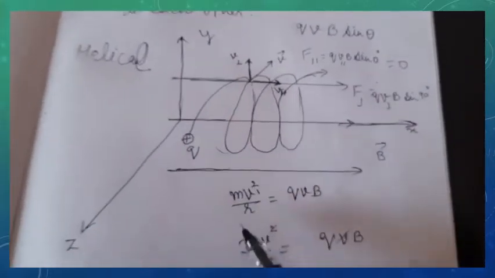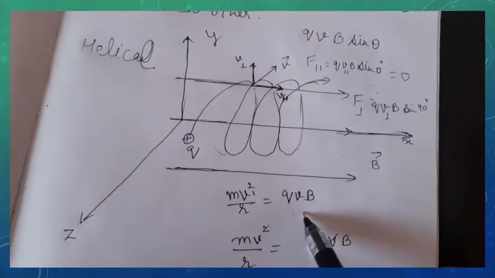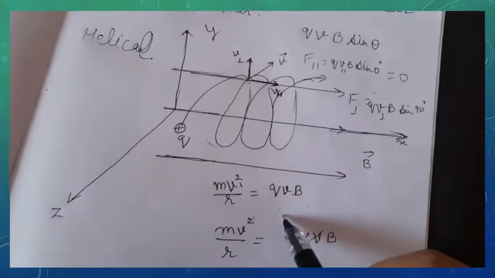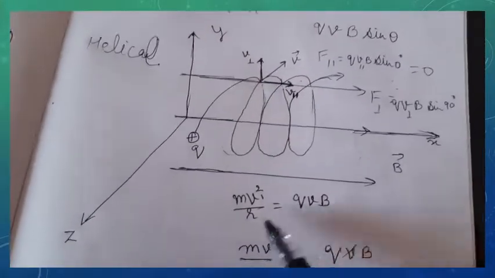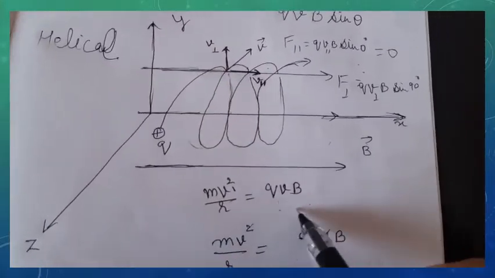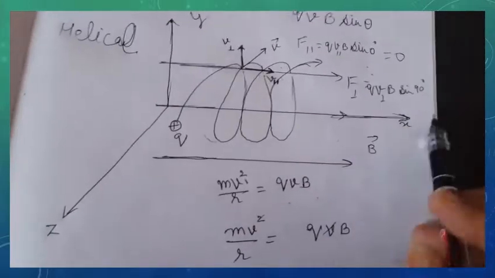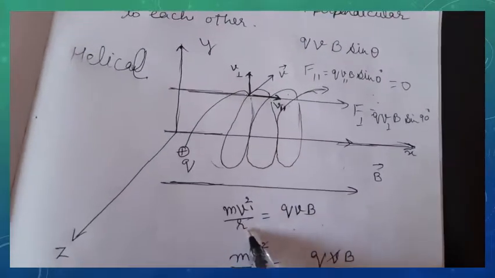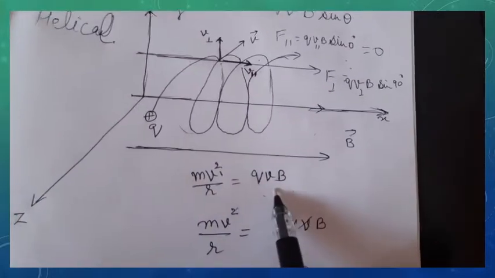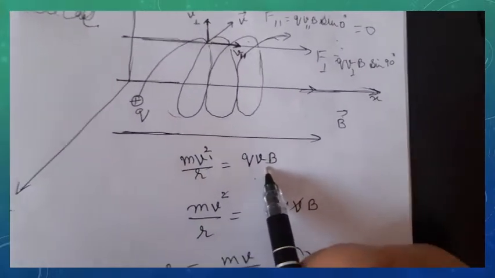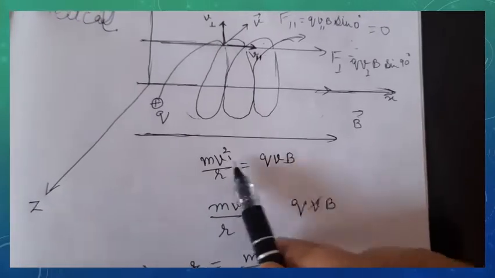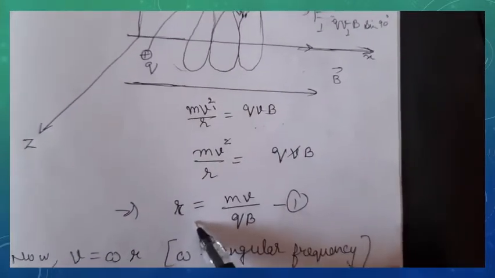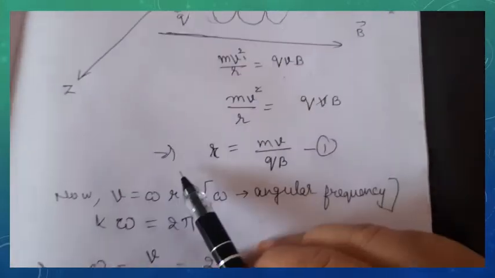Now here the force due to the perpendicular component is acting as the centripetal force. We know from the expression that the force is qvB, but it is acting as the centripetal force, the expression for which is mv²/r. So we can equate mv²/r and qvB, and v gets cancelled here, and we can find the radius of the circular path, which is mv/qB.